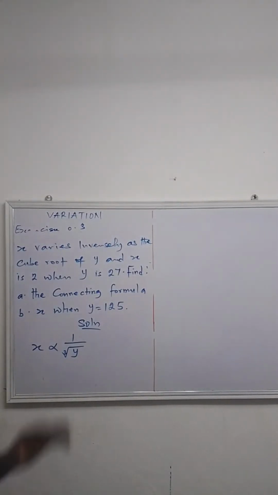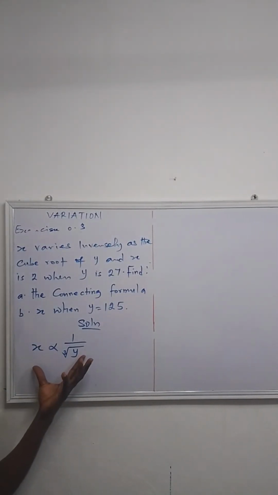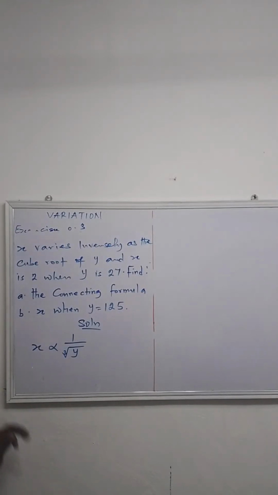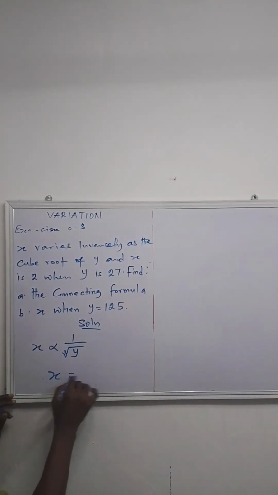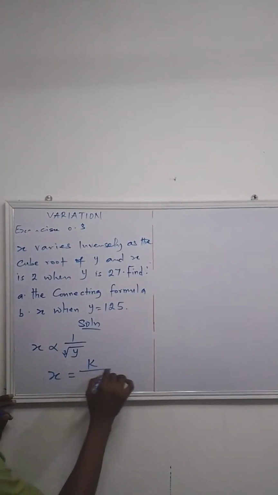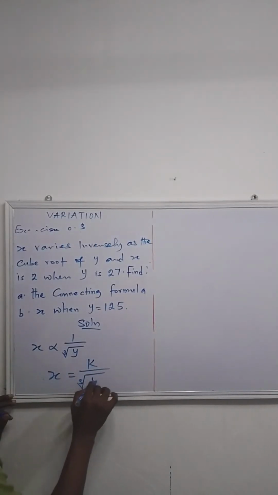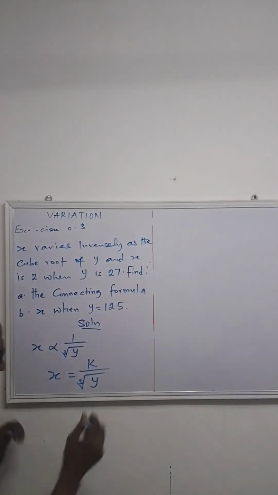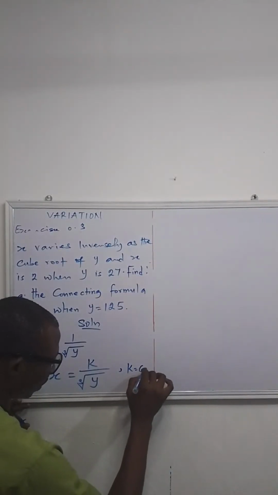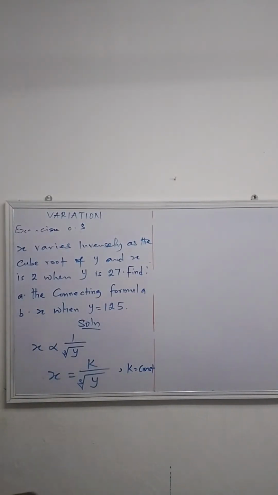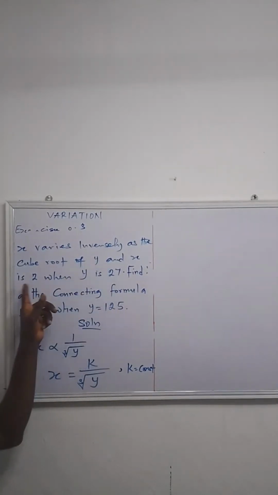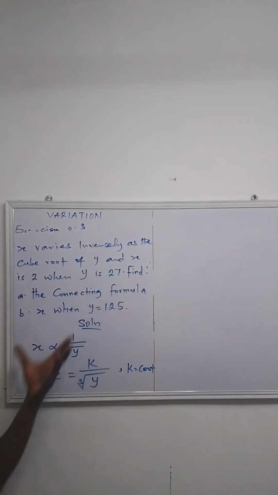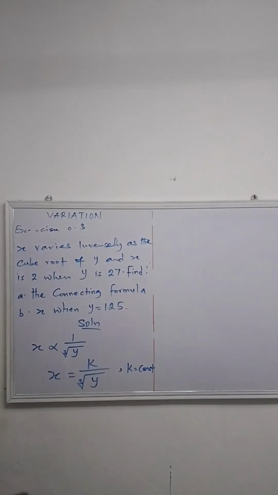Now from here you can change this variation to an equation by introducing the constant. So you have x equals k over the cube root of y. Do we understand that? You must tell us that k is a constant. Always remember to tell us what k is. Then we plug in the values of x and y. It has been given in the question that x is 2 and y is 27. Can we plug in those values? Okay.